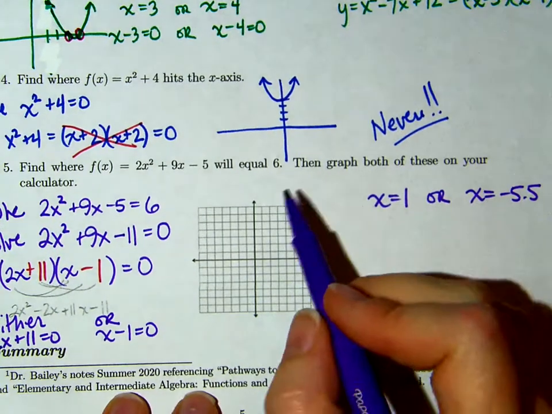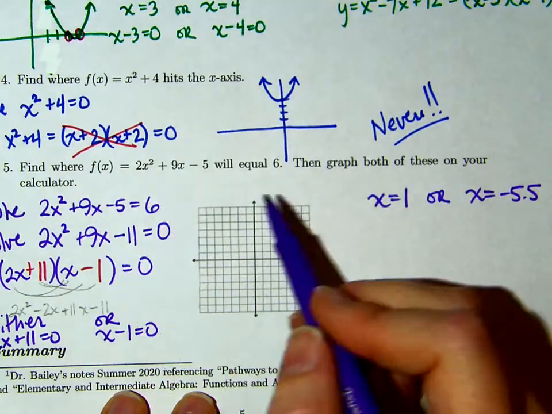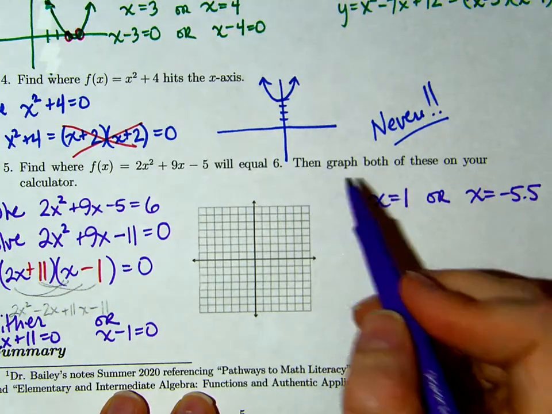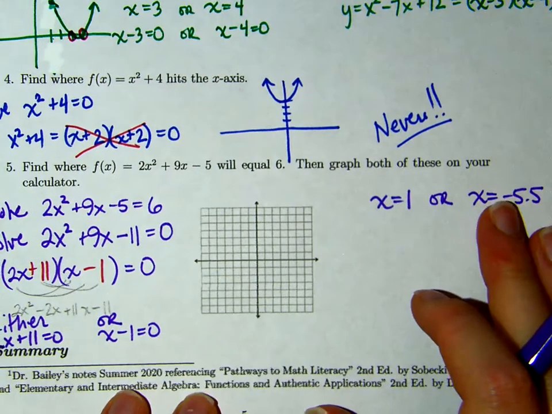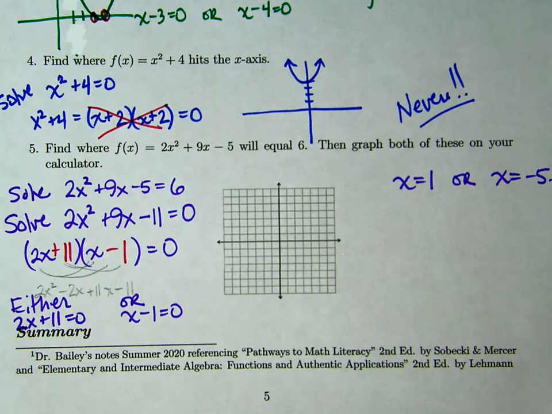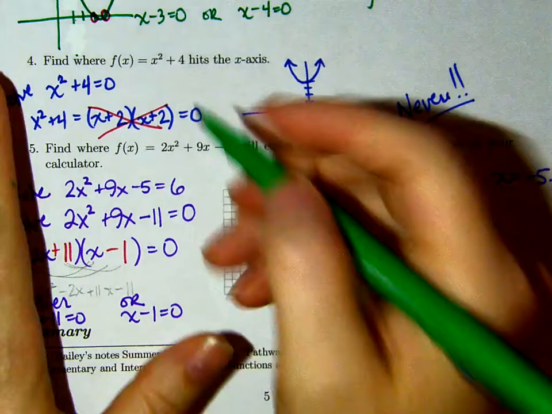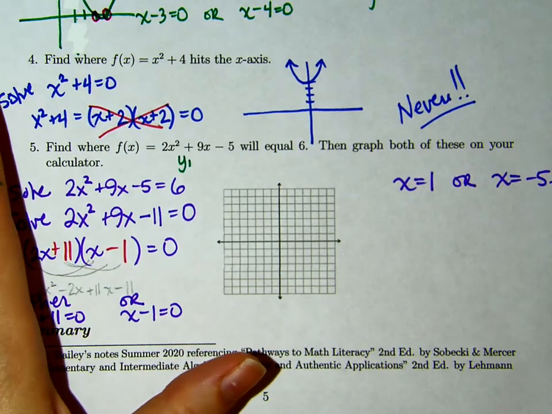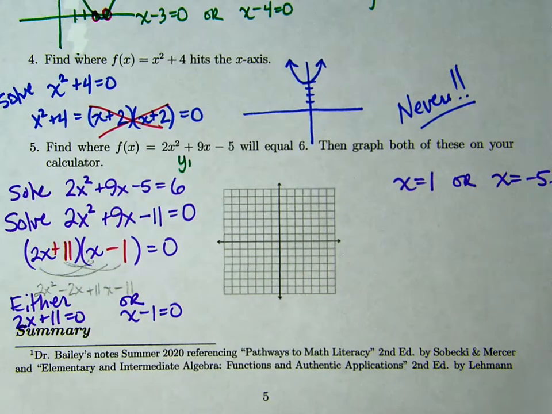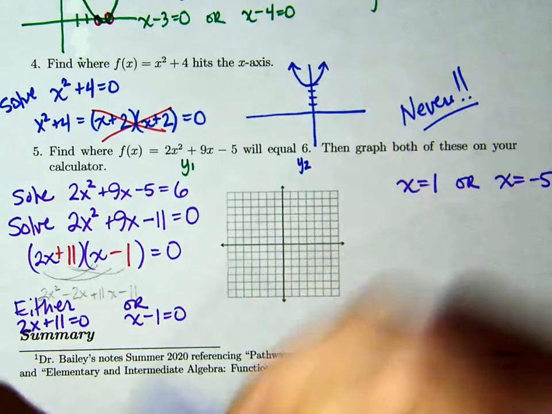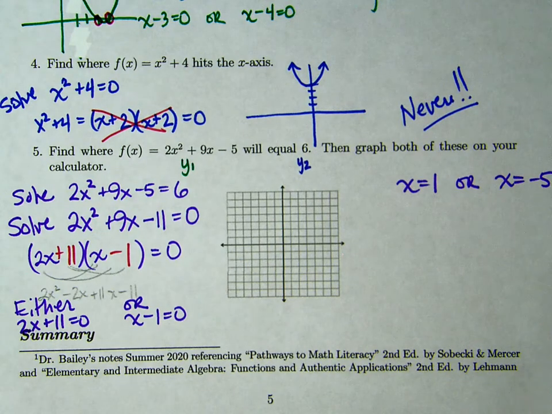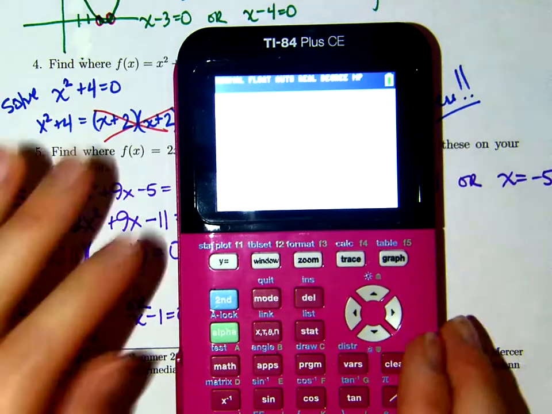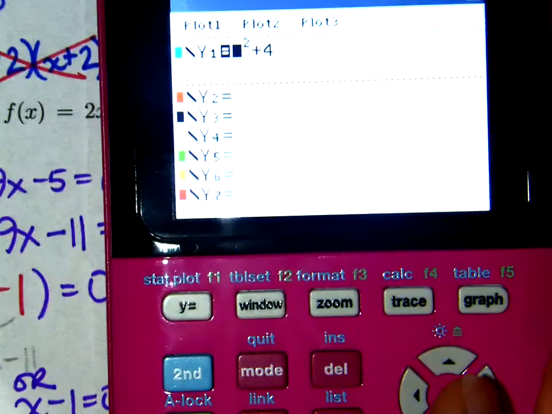Okay. Use the graph of these on your calculator. Then graph both of these on your calculator. All right, so here's what's up. I am going to graph two functions right now. First, I'm going to put this one into y1, 2x squared plus 9x minus 5. And second, I am going to put 6 into y2. Okay, I'm ready.